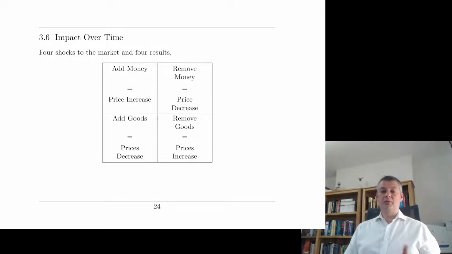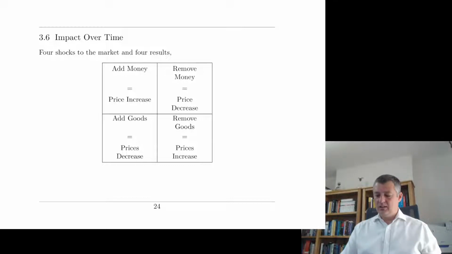So, of the 4 shocks that we could introduce to our market, adding money resulted in an increase in prices. Removing goods resulted in an increase in prices. Removing money results in a decrease in prices, and adding goods results in a decrease in prices. So that is to say, 2 of the effects here were inflationary, adding money and removing goods, and 2 of the effects are deflationary, removing money and adding goods.